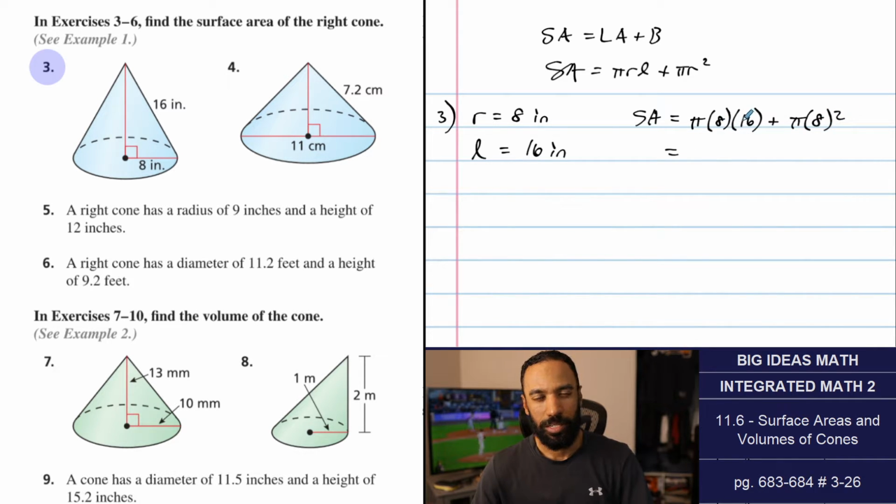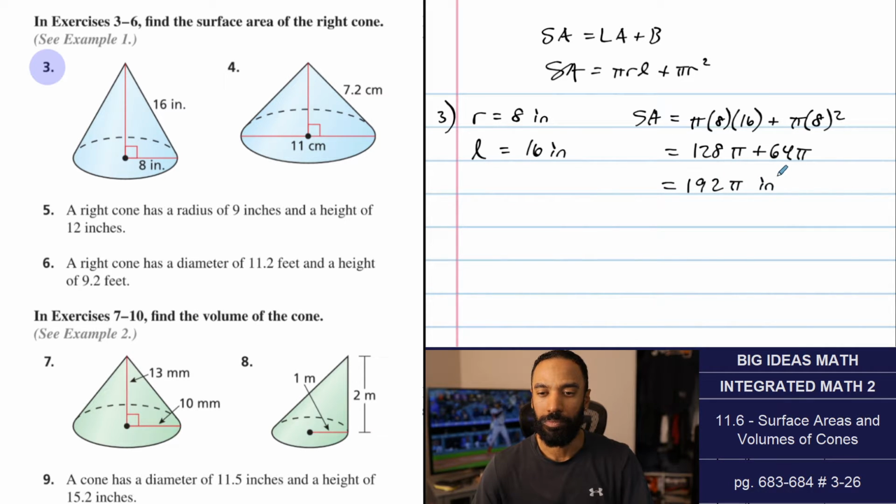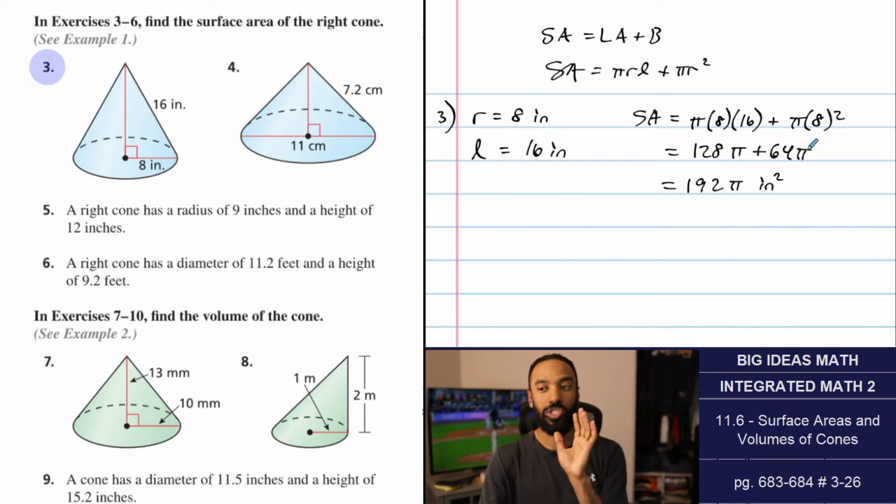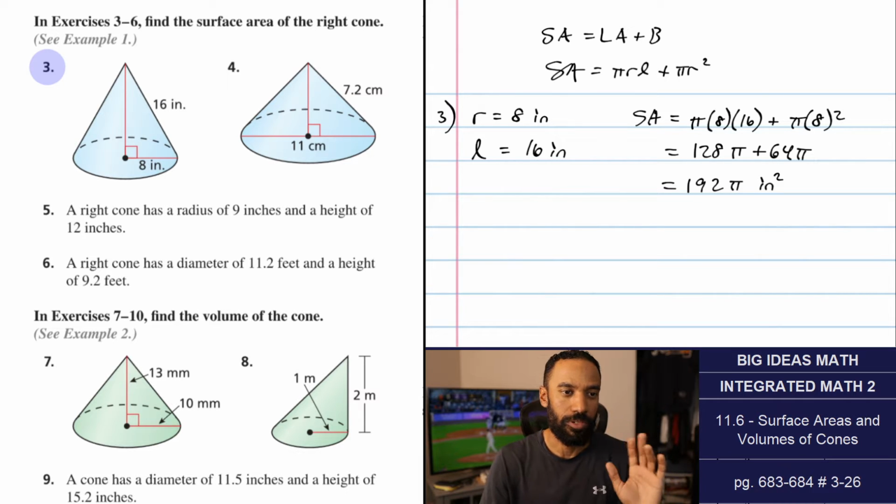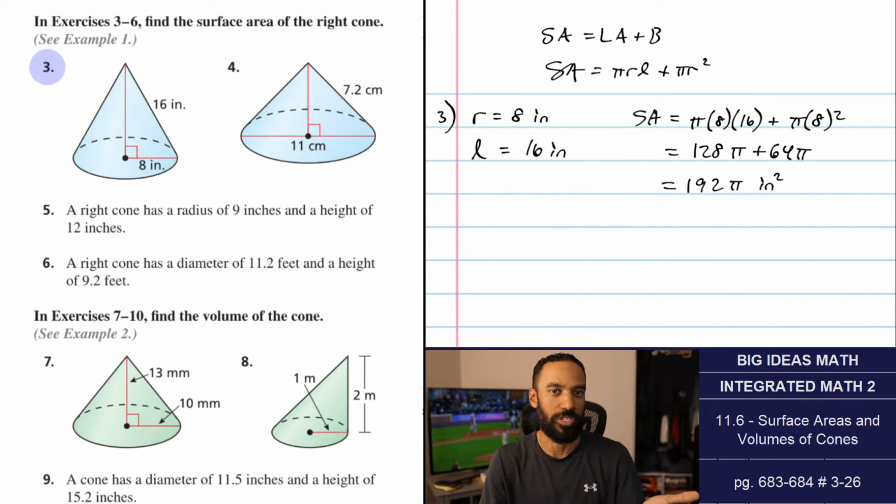8 times 16 is 128 pi plus this 64 pi, which we get 192 pi. And that's in cubic inch. This is surface area. This is square inches. So this is area, despite the fact it's a three-dimensional solid. I don't know if I mentioned that loudly enough or at all. I didn't emphasize that. This is area.